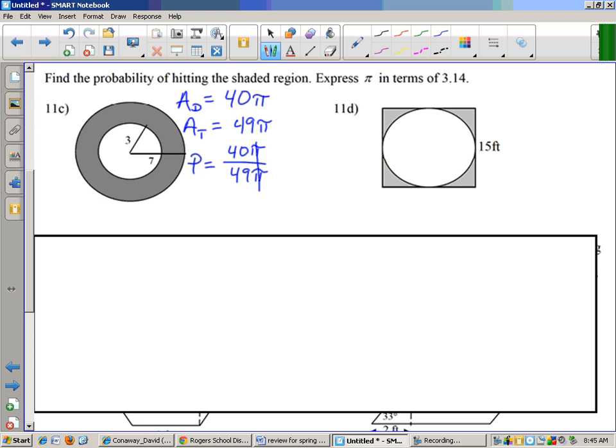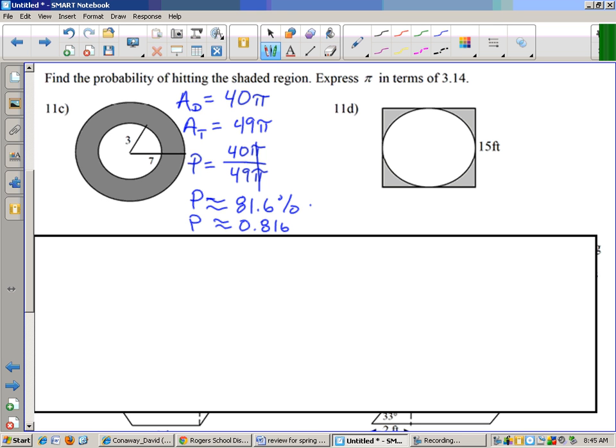And now the pi's are going to cancel out, not even factoring in, so we don't have to deal with 3.14. And 40 divided by 49 will be somewhere around 81%-ish. Put that in. .816, so 81.6%. Okay, which is also, we need to be able to convert back and forth between percent and decimal.